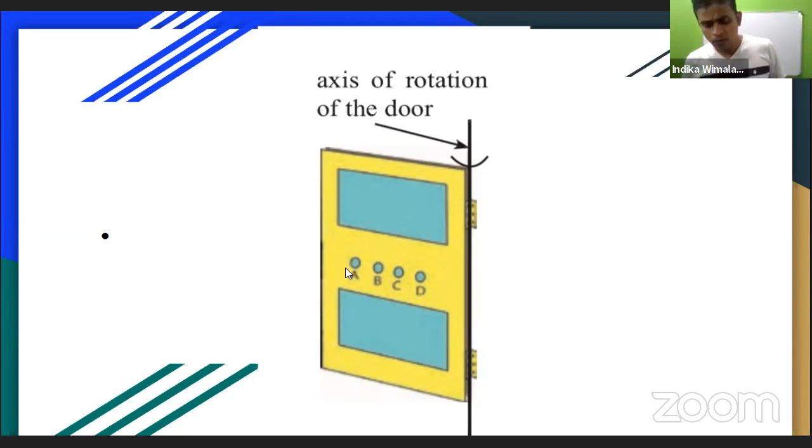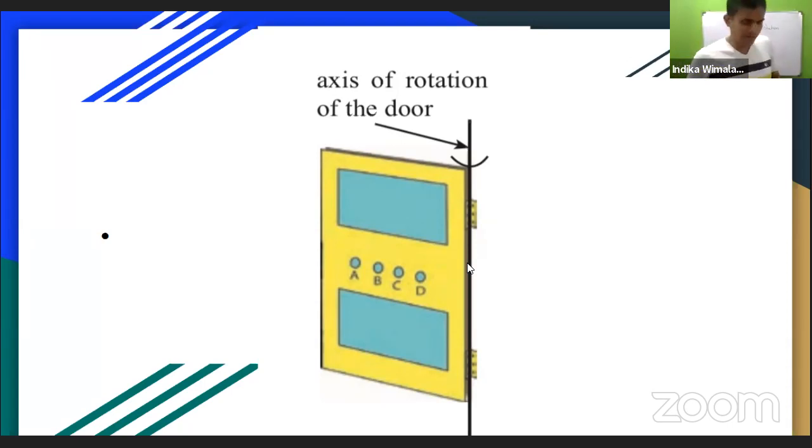Now just take your tube and complete this one. Here the door rotates around the axis passing through the hinge as shown in the figure. This axis is known as, what is the name given for this axis? Axis of rotation. Complete the blanks on your tube. This is called the axis of rotation. So the door moves around the axis of rotation.